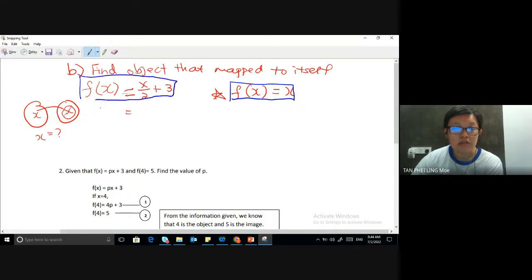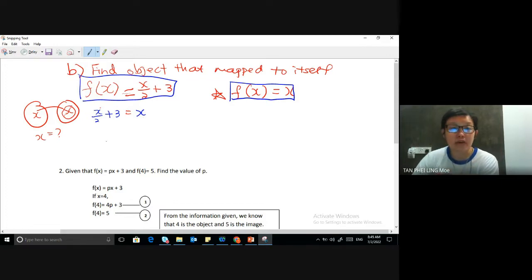Okay, so the conclusion that we can make from here is that, I use blue, x over 2 plus 3 equals x, isn't it? Because you are given f(x) equals x over 2 plus 3, and you want to find the object that maps to itself, which means f(x) also equals x. So now you can say that x over 2 plus 3 equals x. So far, so good, this step?